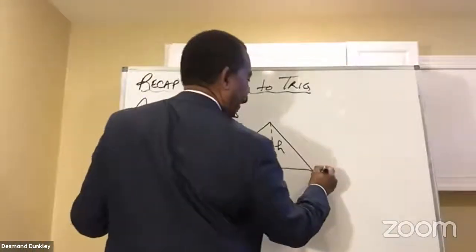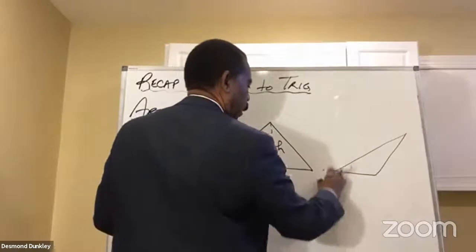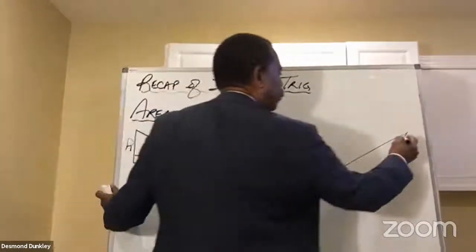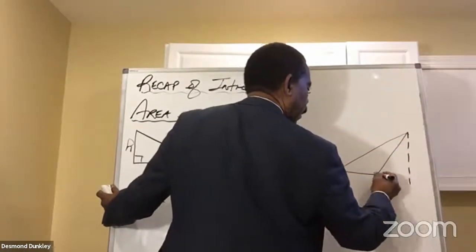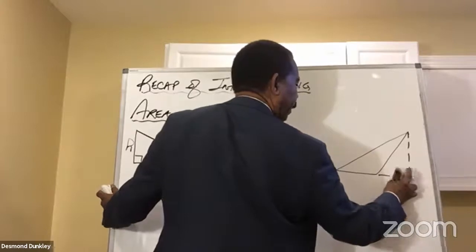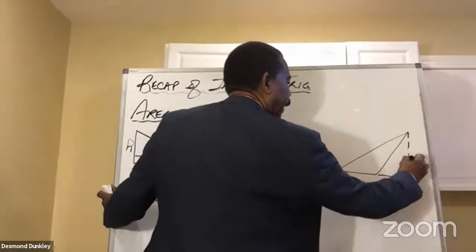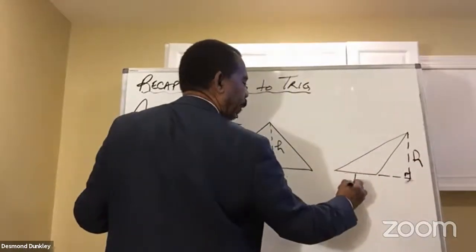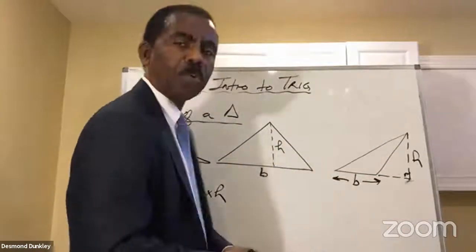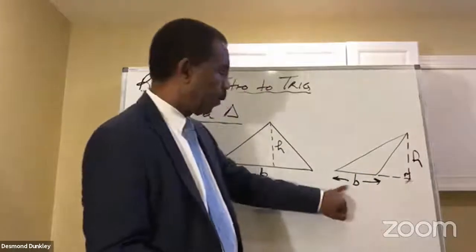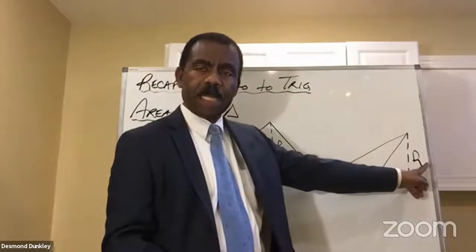In some cases also you might have something that looks like this, and you're able to drop a perpendicular like this. If you're able to do that, and you're able to find the H and know that the base is from here to here. If there was a way that you could calculate the height and you know this base, then you can also find the area of this. It's a half B times the H.